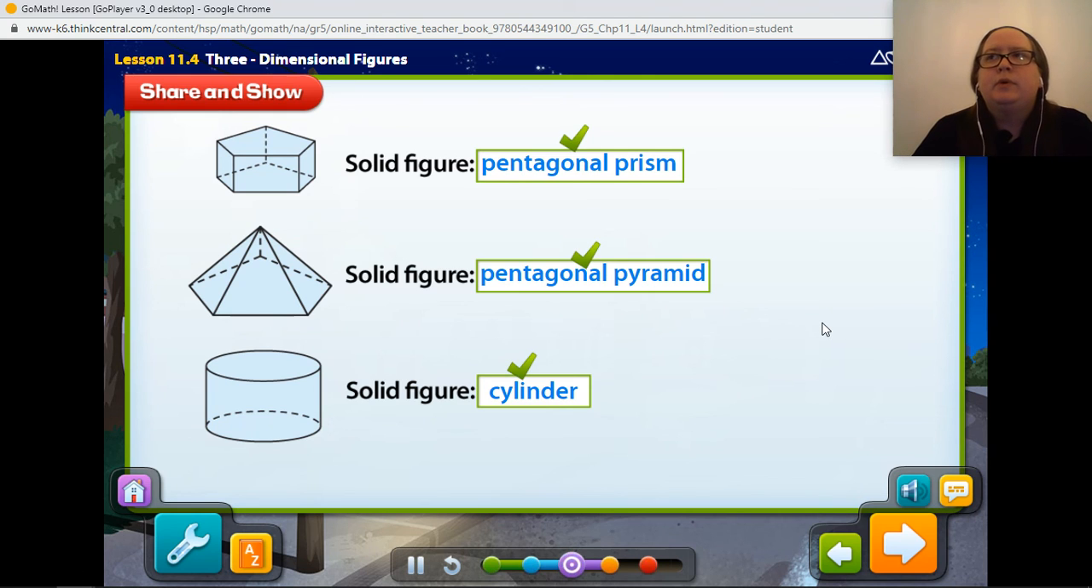Correct. The first solid is a pentagonal prism because the lateral faces are rectangles. The second shape is a pentagonal pyramid because the lateral faces meet at a common vertex. The third is a cylinder because it has 2 congruent circular bases.